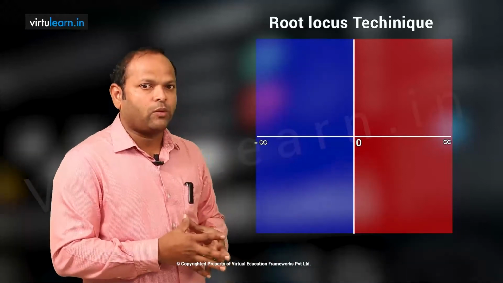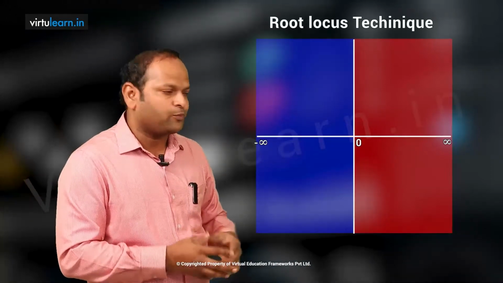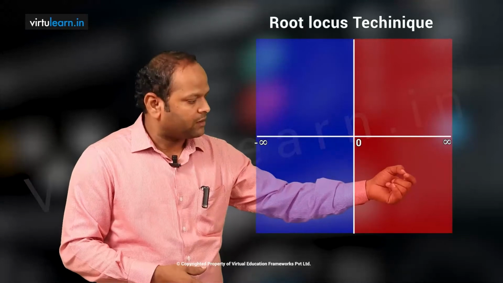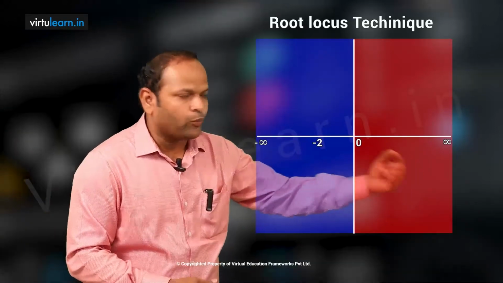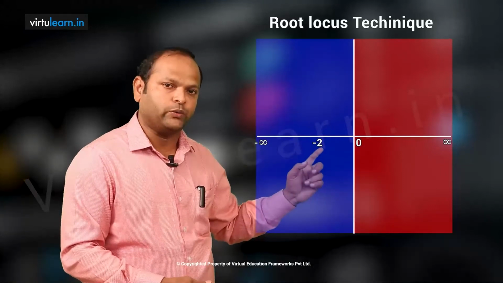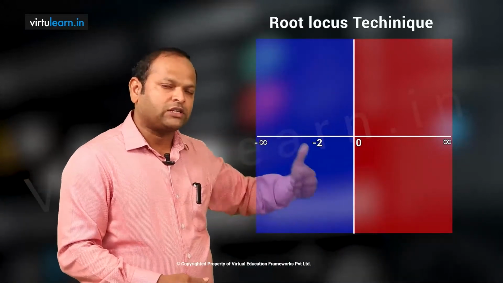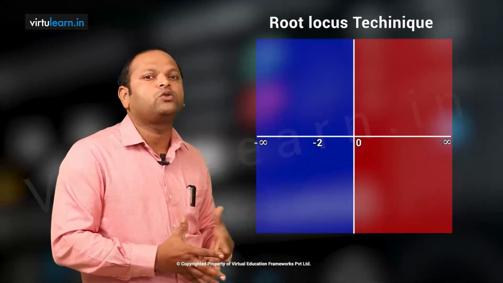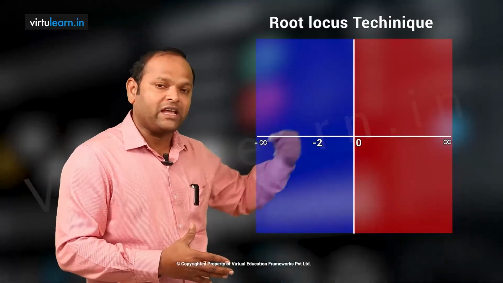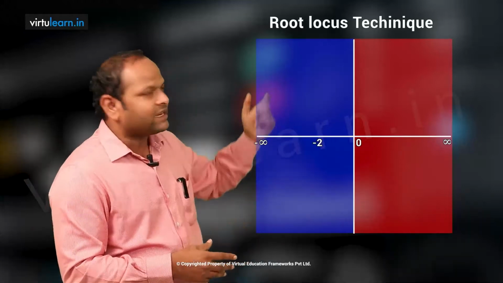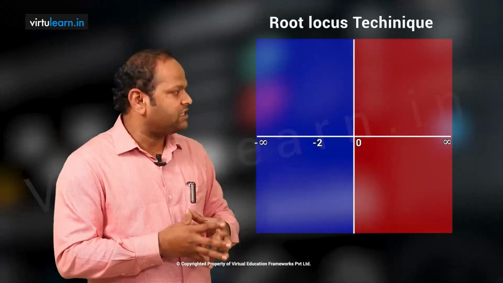When k is 0, I am going to locate my first pole at the origin and the second pole at minus 2. This is minus 2, this is the origin, two poles are here when the k value is 0. So I am trying to explain how this root locus will originate, how these poles will be moving when k is varying. Now in the second case, k is 1. When k is 1, what are the values?